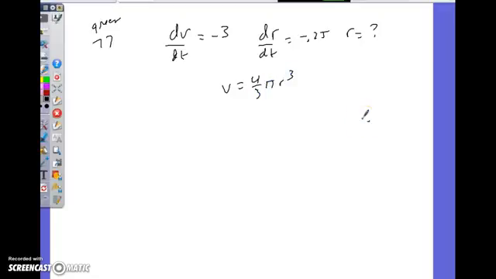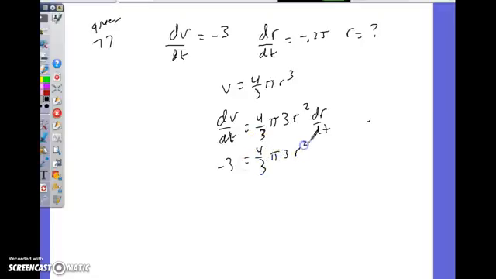Oftentimes they give you the answer to that question, don't they? So what do I do? Take the derivative of both sides. dV/dt is equal to 4/3 pi. How do we take the derivative of this mess? The 3 goes down, and then r squared dr/dt. They gave you dV/dt, that's negative 3. R is what I'm looking for. dr/dt is negative 0.25. Solve for r.